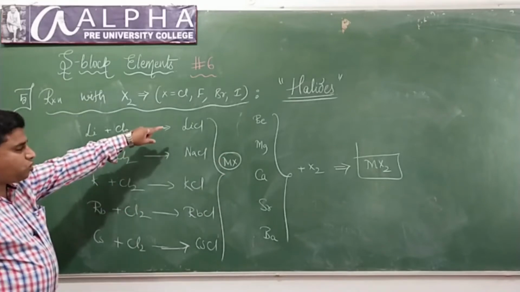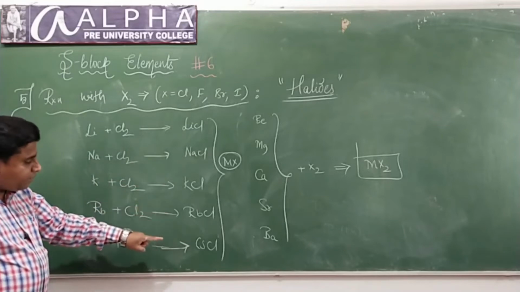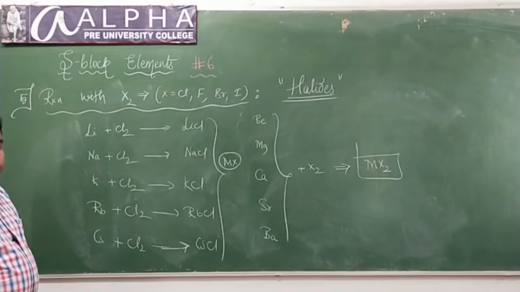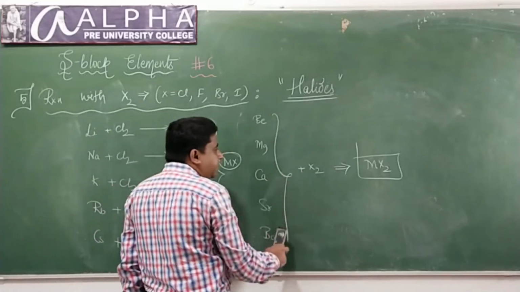They form lithium chloride, sodium chloride, potassium chloride, rubidium chloride, and what else? Cesium chloride. Any doubts? No doubts? Okay, yes. And how about alkaline earth metals?